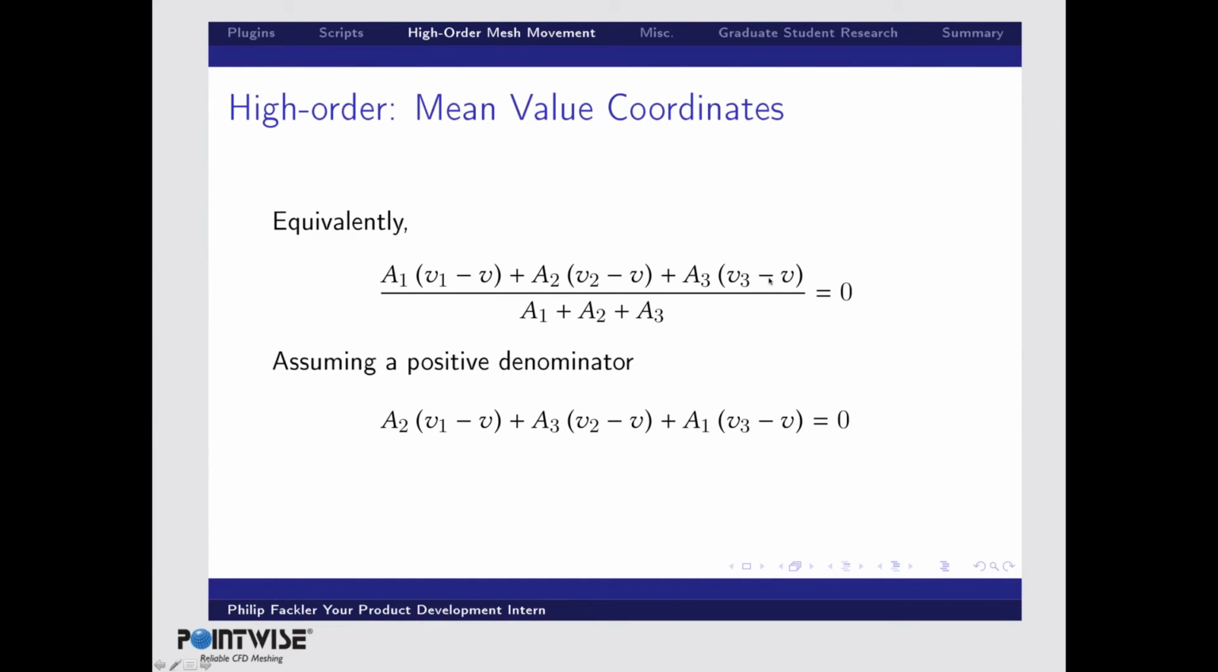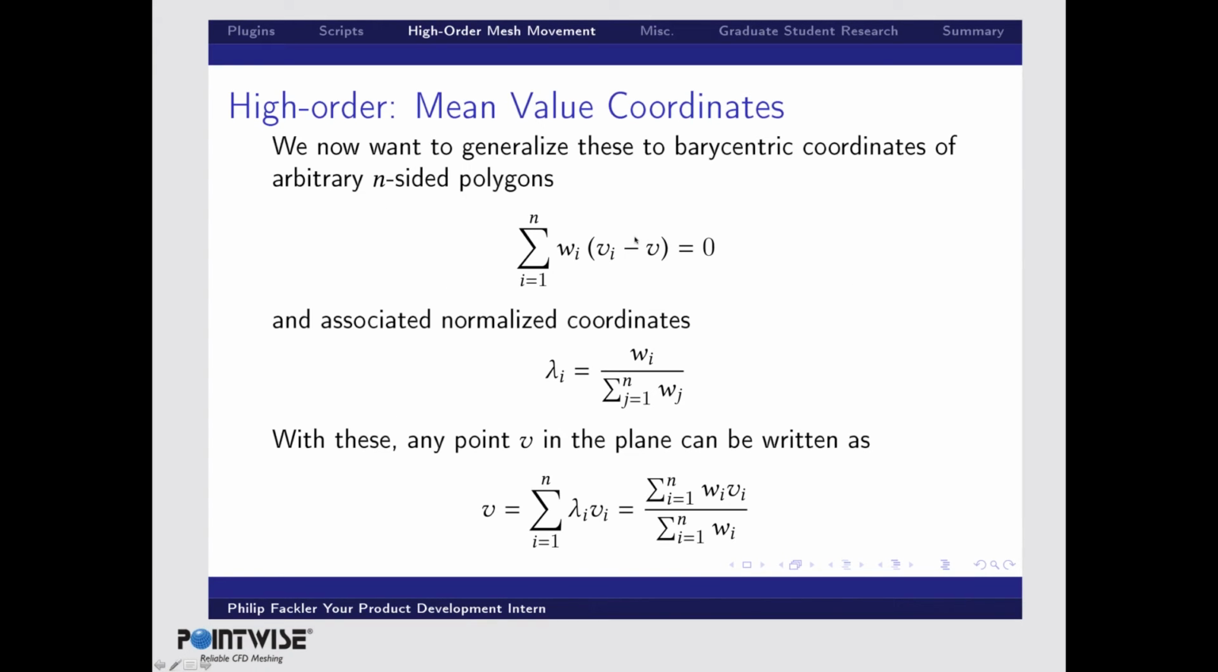So if you subtract V from all of those different locations in the triangle, and then you can assume the denominator is positive, you can take that out of the equation, and then you can generalize this further to an n-sided polygon here. So V is your point of interest, Vi are your boundary points, and w's are weights. And you can normalize these, and you can end up with generating an interpolation scheme for interior values based on the boundary values here. So this is for the coordinates.